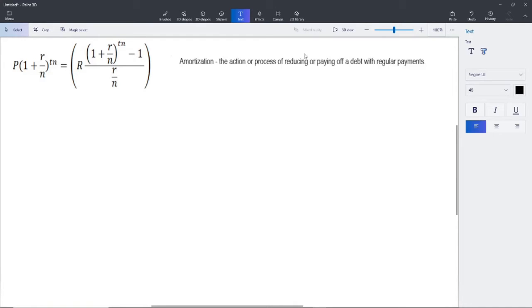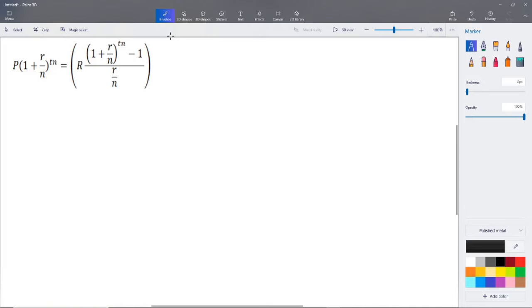Let's clear off the definition of amortization. We don't need that. Let's put in what we do know about this problem. It says that our loan is $10,000. Well, again, there's only two amounts of money in this problem. It's P and it's R. Since they're asking us for R, the payments, the P must be the $10,000.